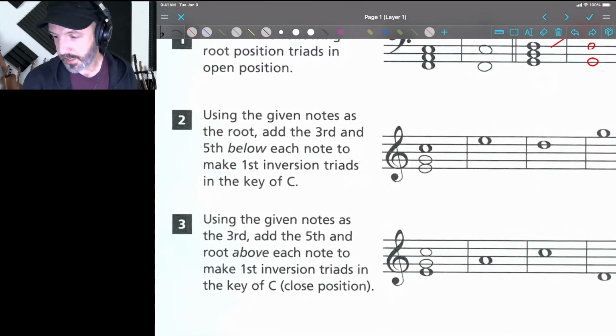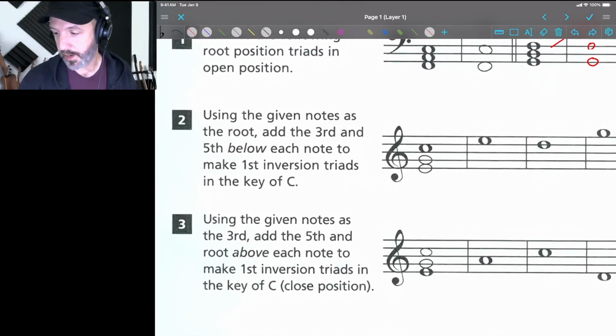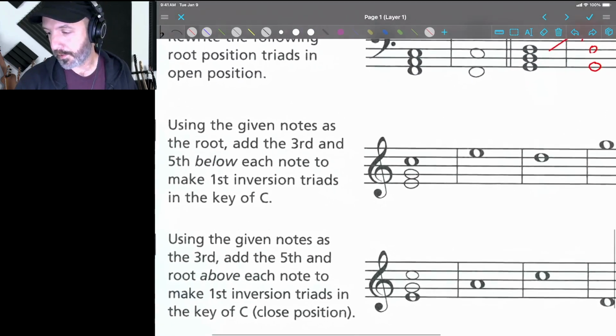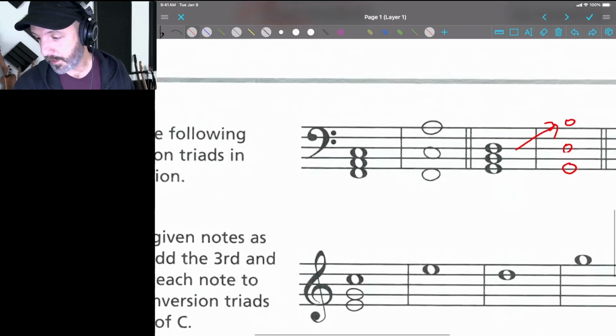Using the given notes as the root, add the third and the fifth below each note to make the first inversion. Okay, so they're just kind of working backwards. Here's a trick when you're starting to try to identify things. If you notice, a closed triad in root position is just going to be thirds.